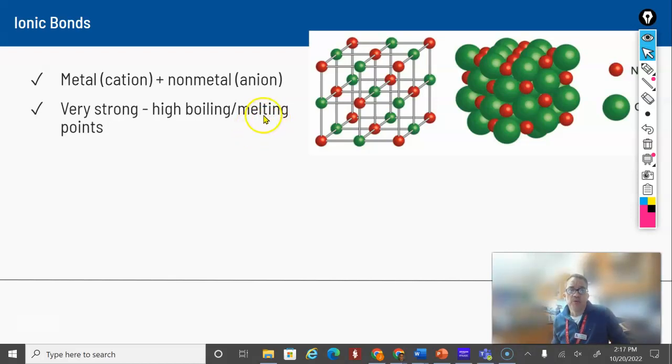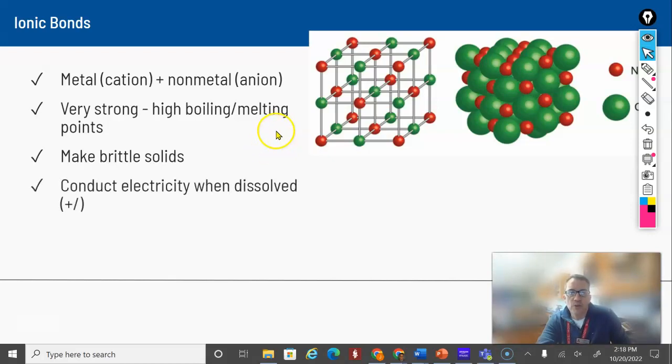So if we have a sample of table salt, for instance, you can put it in your oven and it's not going to melt. If you put sugar in the oven, typically that's going to happen because sugar is not ionic. Most of our ionic bonds tend to make very brittle solids. They turn into crystals and powders, and they would look a lot like table salt would look.